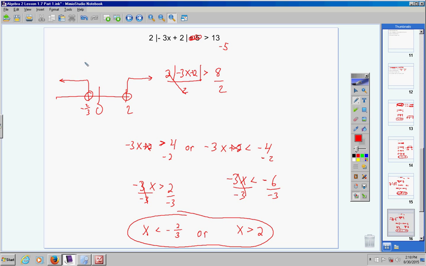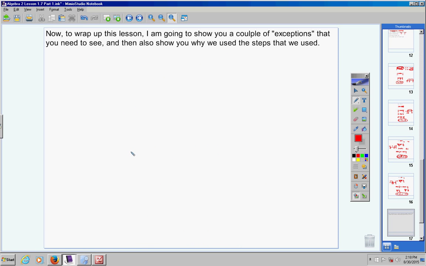What you need to do now is practice, but before we do that, real quick, I want to wrap this lesson up by showing you a couple of exceptions that you need to see, and then also show you why we use these steps that we used, okay? I want you to write in your notes this right here.